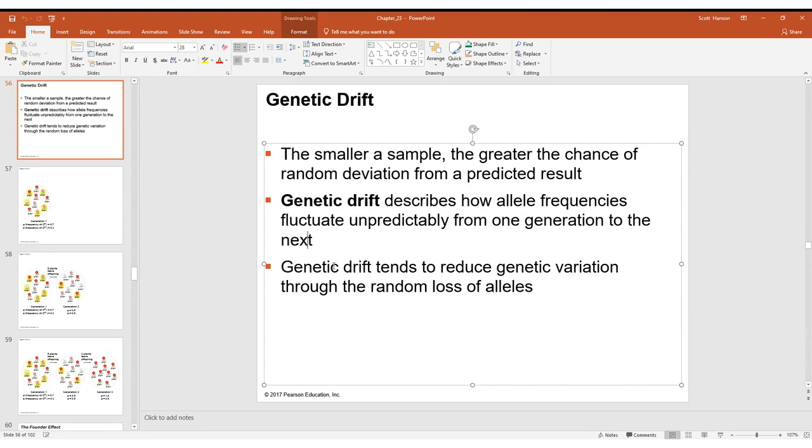And also, genetic drift tends to reduce genetic variation, because if only a small sample of the population is able to reproduce, chances are there are going to be some alleles that are not included in that small sample. So that's how genetic drift will tend to reduce genetic variation, in other words, reduce the number of alleles that are there at whatever locus you're looking at.